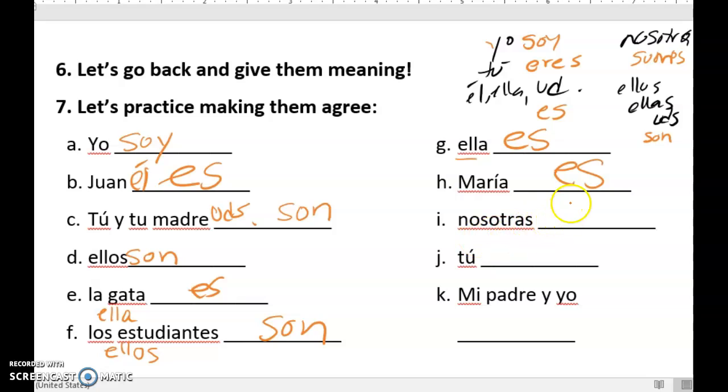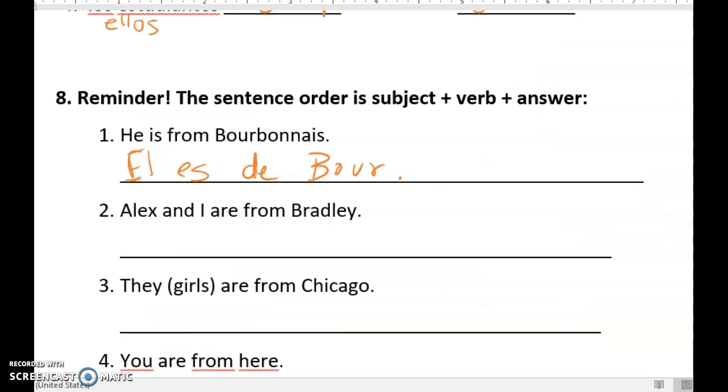Nosotras is already a subject pronoun, and we like a puzzle. You've got to figure them out. Two is already a subject pronoun. Mi padre y yo, remember 100% of the time. Because we're given a name, we're going to leave it a name. Yo. So plural, you're one of them.